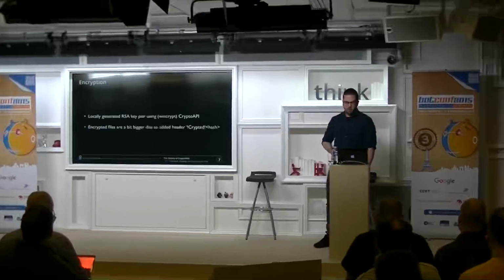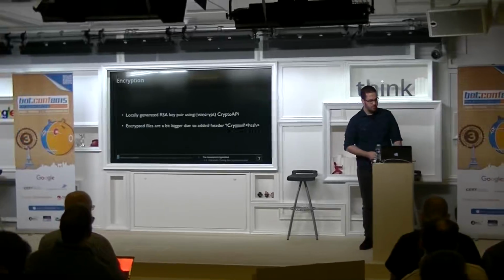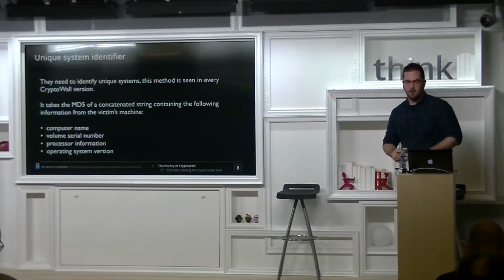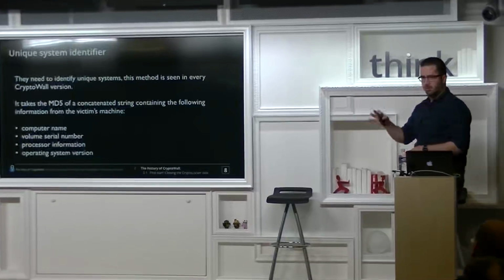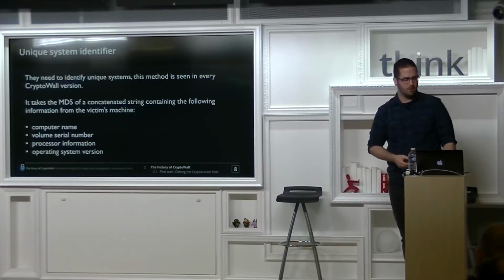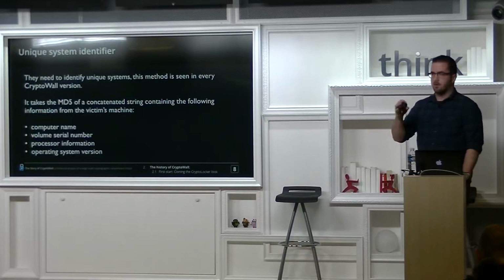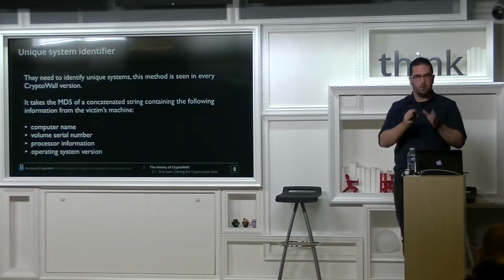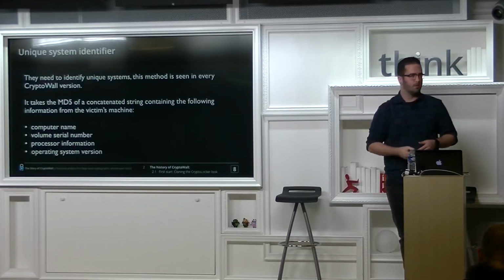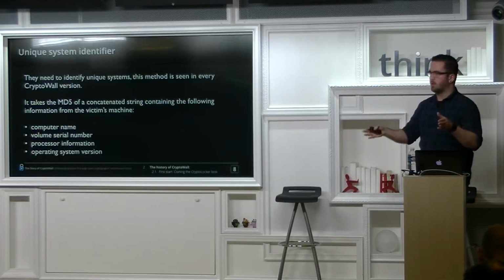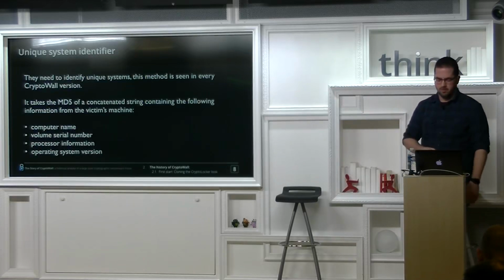So everything was local, even the private key. It's kind of interesting. What they needed to identify a system was a unique system ID. They implemented this in the first version, the clone, and it's still used in the latest version, Cryptowall 4.0, if you can call it that. Basically it makes a string, which is a concatenation of a bunch of information: the computer name, volume serial number, processor information, and your operating system version. Take the MD5 of this string, in hex notation, and that's your unique identifier for your system. So they could identify multiple systems behind a single IP.